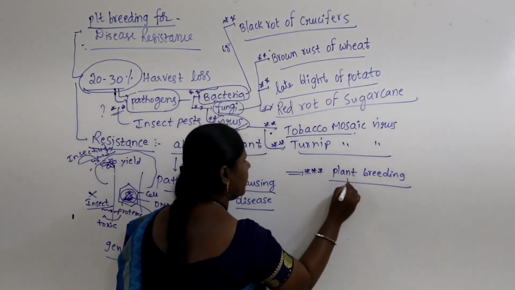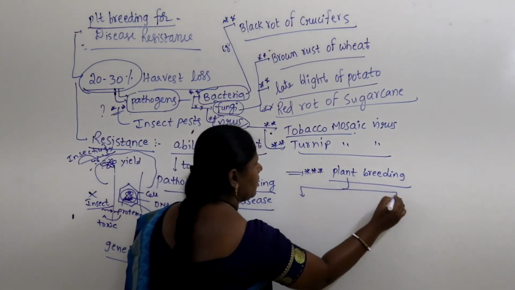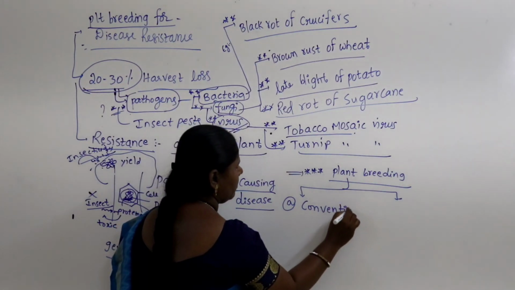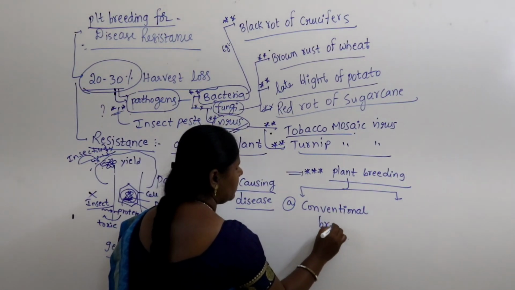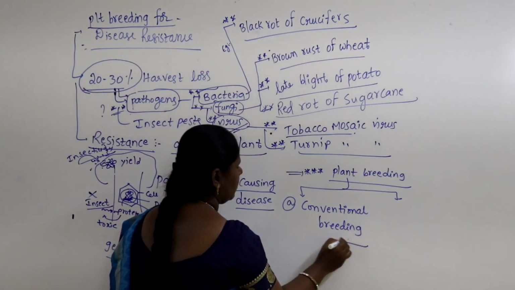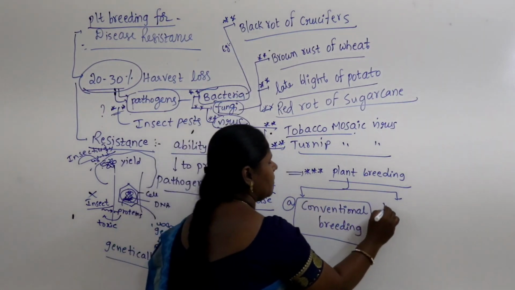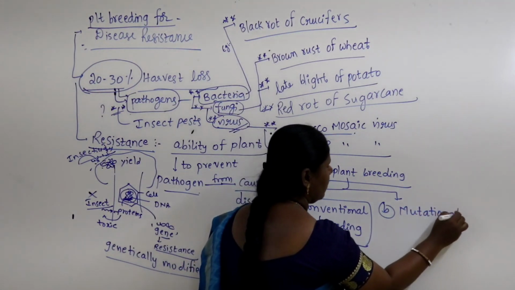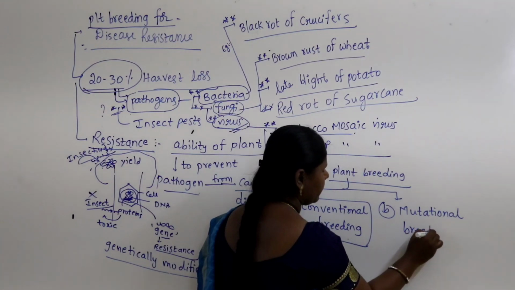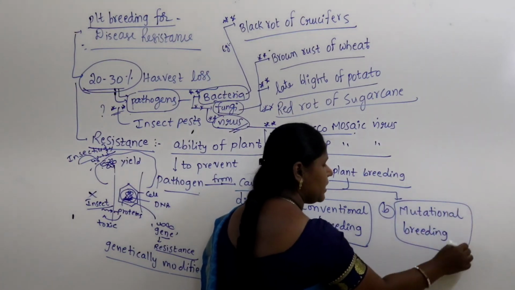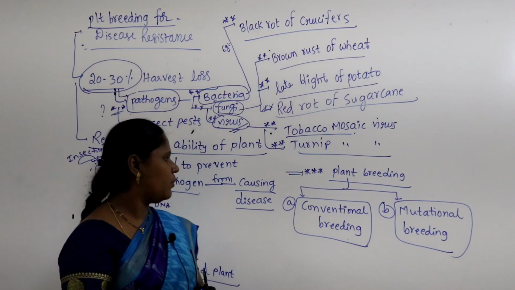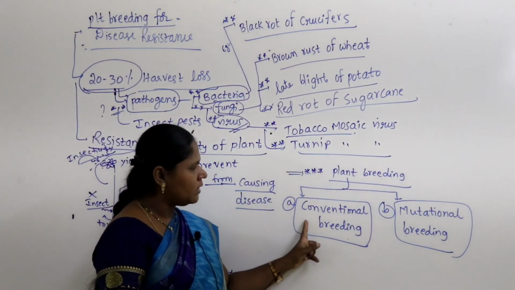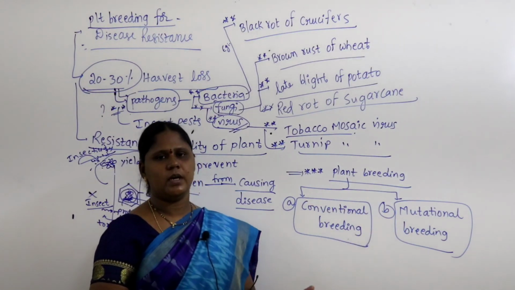So, here plant breeding can be done in two ways. One is conventional breeding and the other one is mutational breeding. Of course, there are so many methods, but the most commonly employed ones are two. What are they? Conventional breeding and the second one is mutational breeding.